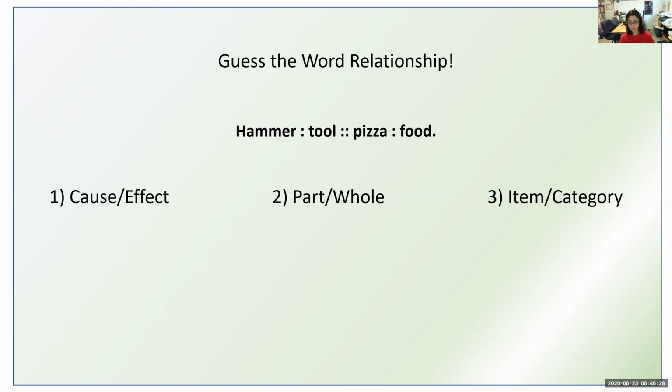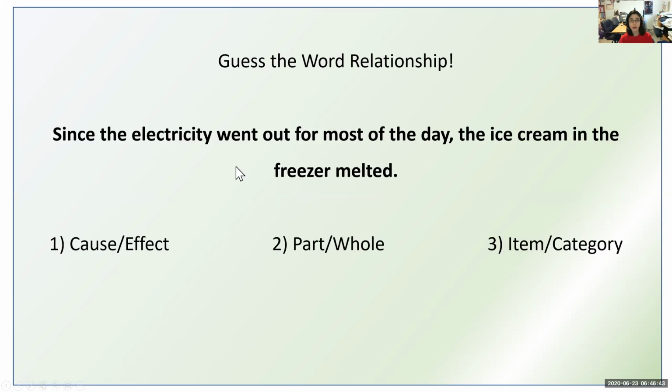If you said that this analogy is an item category analogy, you are correct, because hammer falls under the category of tool and pizza falls under the category of food. Awesome. Let's try our next one.